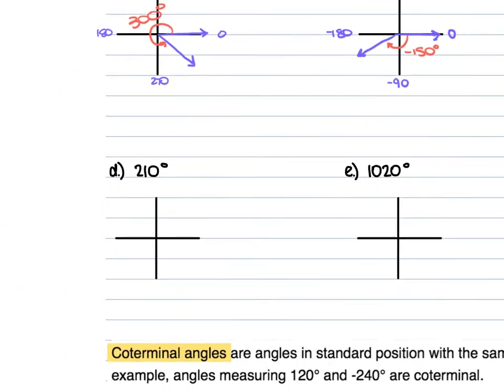For our next example, D, we have 210 degrees. So again, we have 0, we have 90, we have 180, we have 270. Our initial side is going to be on that positive x-axis, and then that 210 is going to be somewhere about here. So then we just draw our arrow up and around and label it 210 degrees.